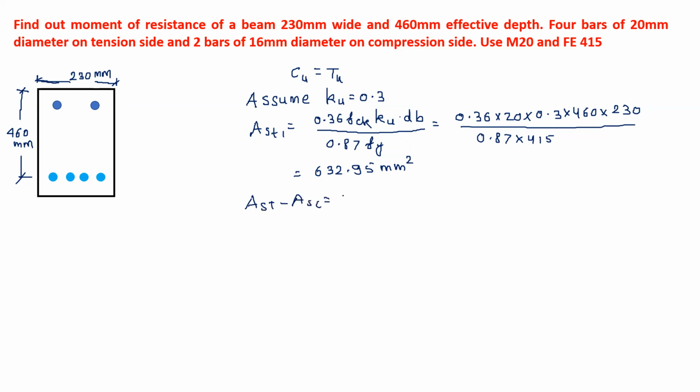Then find the value of Ast minus Asc. So for Ast we have 4 bars of 20 square minus 2 bars of 16 square. If you calculate these values, we have 1256 for 4 bars of 20, minus 402.12 for 2 bars of 16, which gives 854.52.